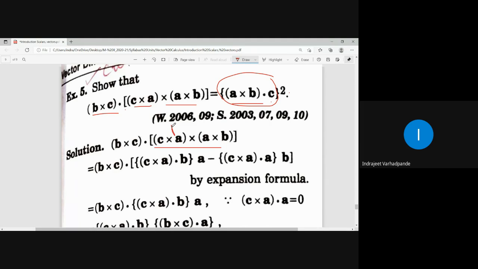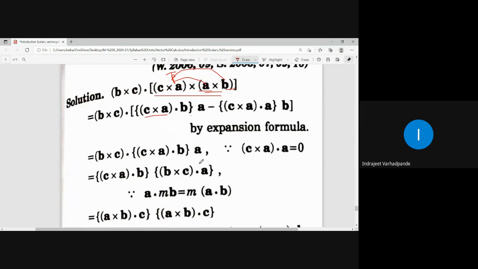I will call this, for some time, p bar, p cross a cross b. I can just simplify it by using the expansion formula, p dot b into a minus p dot a into b. So accordingly it will be p is nothing but c cross a. So c cross a dot b into a minus c cross a dot a into b. Simplify, take the product appropriately.